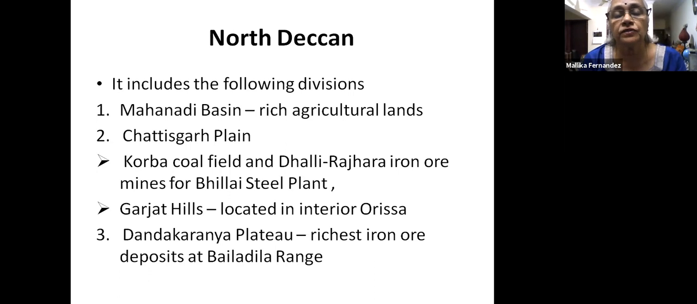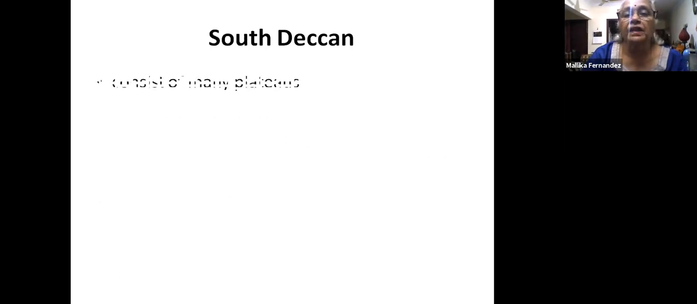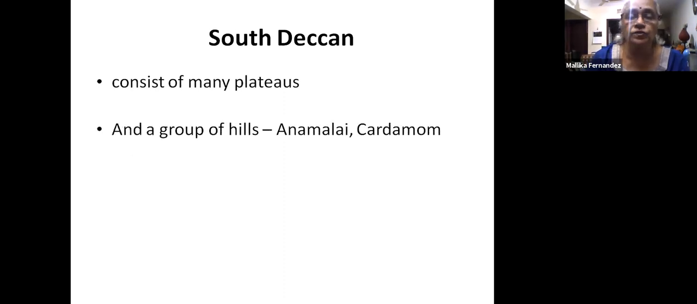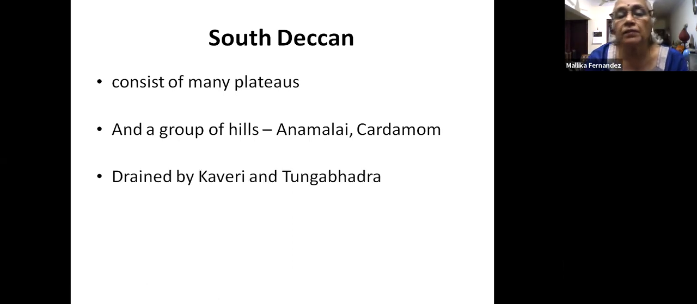These notes will be given to you, so you just need to keep reading and learn them. So that's the North Deccan Plateau, the three divisions. This is the richest iron ore deposit region in this area. Then South Deccan consists of many plateaus and a group of hills. The group of hills, Anamalai and Cardamom, is found in the south, drained by the Kaveri and the Tungabhadra. North Deccan is drained by the Mahanadi, Krishna, and Godavari. Tungabhadra is a very large tributary of the river Krishna.